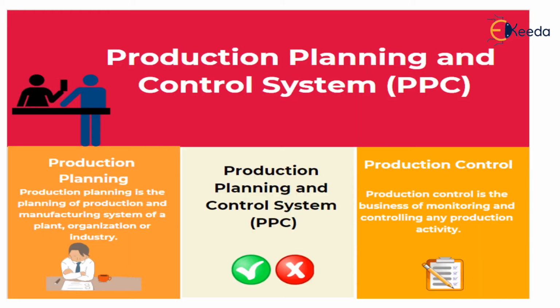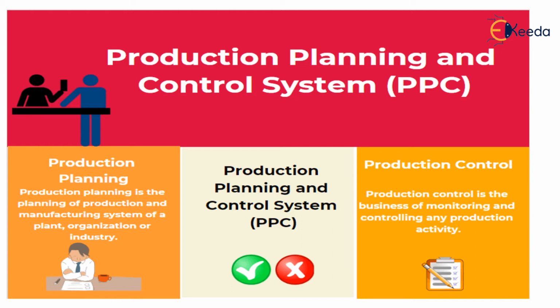So production planning is nothing but the planning of production, the manufacturing system of a plant, organization or industry. Like if we want to design a mobile, or make a product which is a mobile, then what are the different processes, what are the raw materials, what are the circuits which are utilized, and how it is completely being processed is what we'll be learning under this production planning.